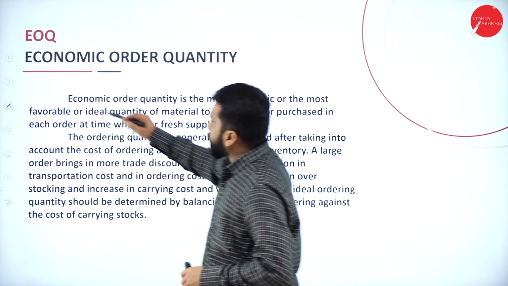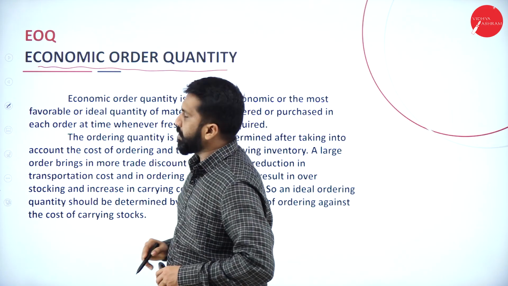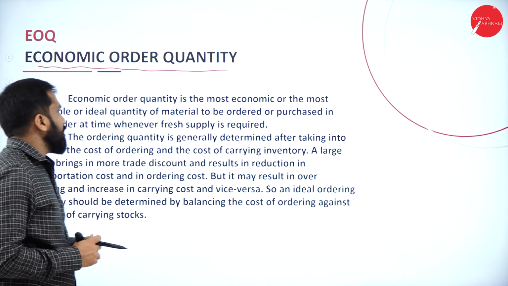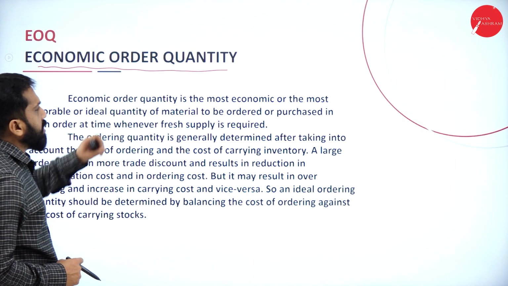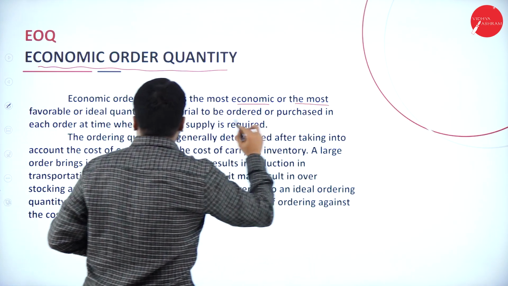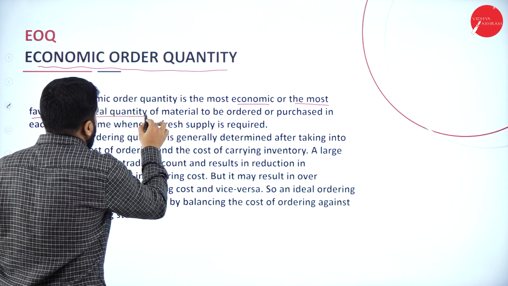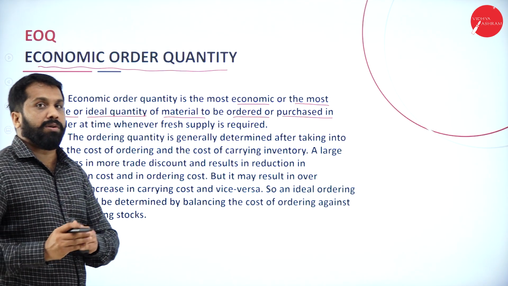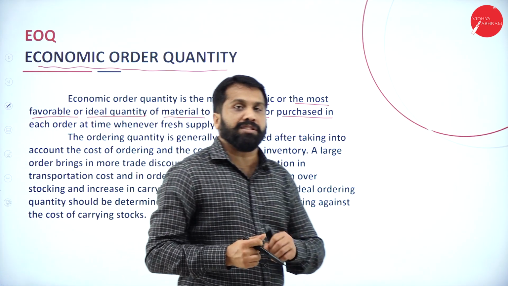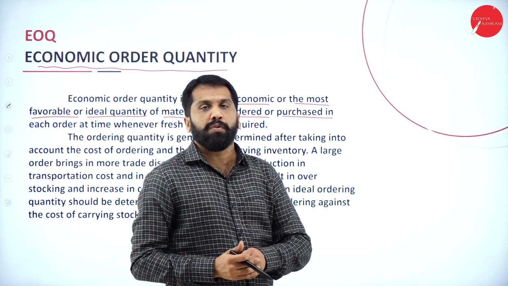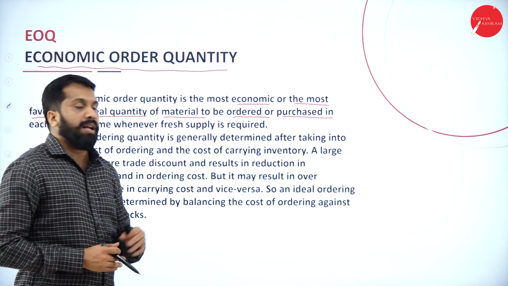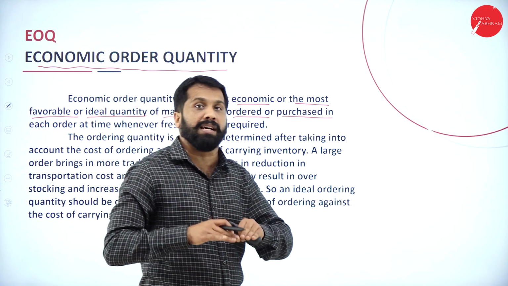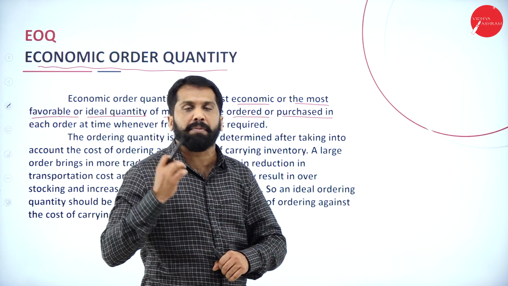EOQ stands for economic order quantity. What is economic order quantity? Economic order quantity is the most economic, most favorable or ideal quantity of material to be ordered or purchased. When you go shopping or for any purchasing purpose, what is the best way of purchasing? Which is the best shop? How much quantity should I purchase? At what quantity will the price be less? Each and everything you have to keep in your mind.